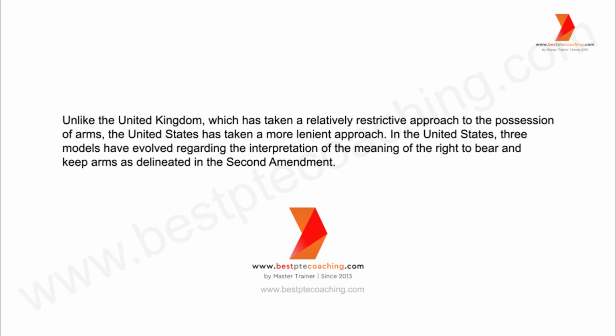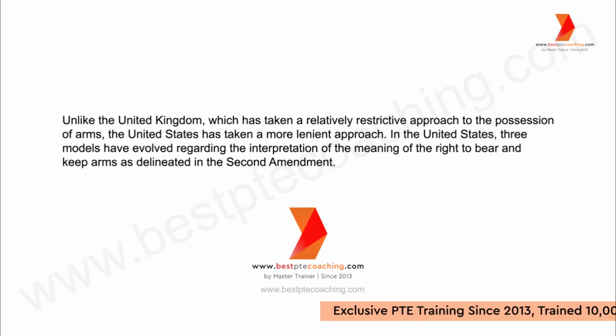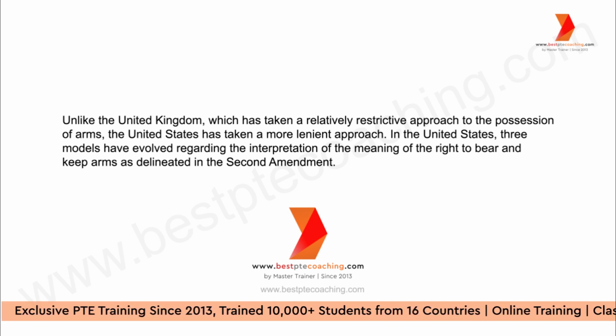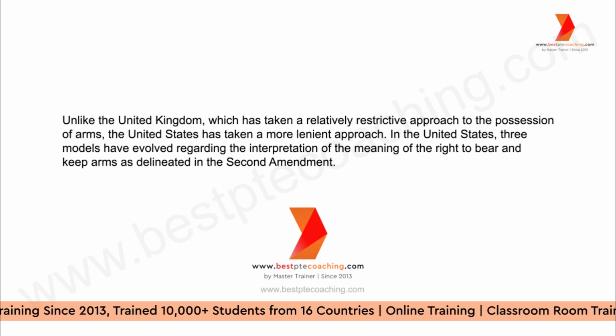Unlike the United Kingdom, which has taken a relatively restrictive approach to the possession of arms, the United States has taken a more lenient approach. In the United States, three models have evolved regarding the interpretation of the meaning of the right to bear and keep arms as delineated in the Second Amendment.